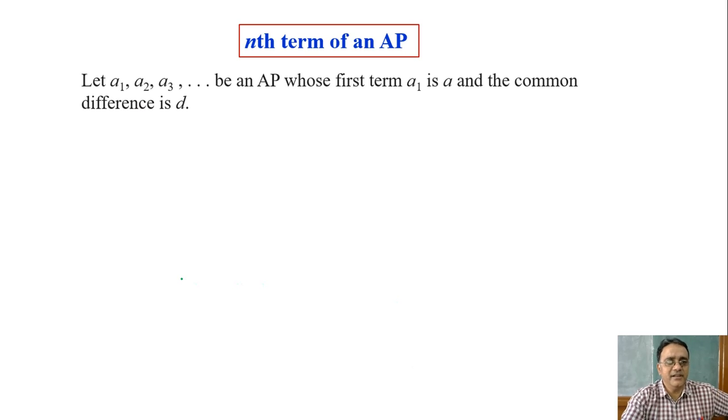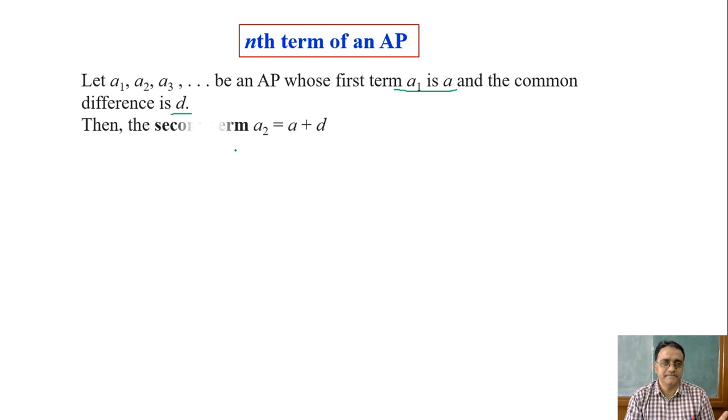So let A1, A2, A3 be an AP whose first term is A1, that is A, and the common difference is D. So how will you find the second term, A2? A plus D, by adding the common difference to its preceding term, that is A. Okay, A plus D. So what is the coefficient of D here? 1. So we can write 1 as 2 minus 1. Now the third term, how will you write? A plus 2D.